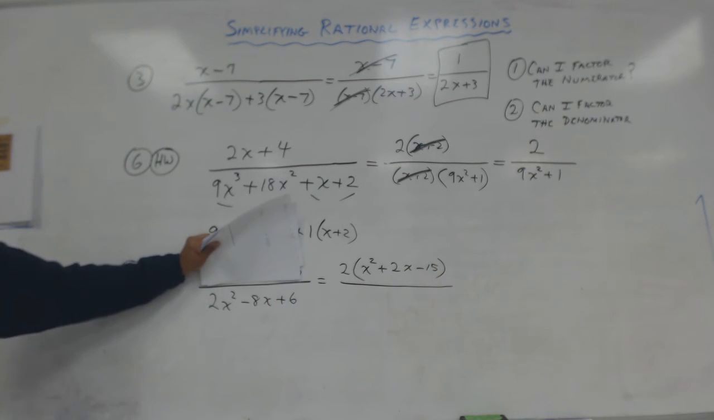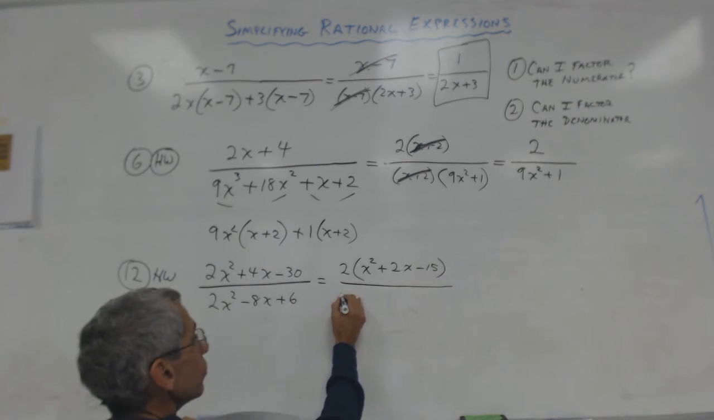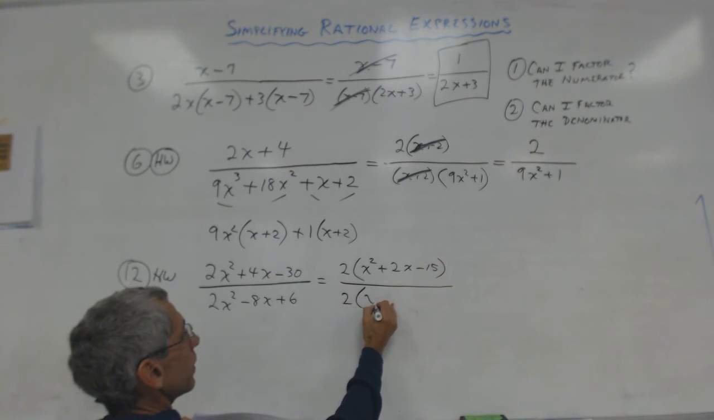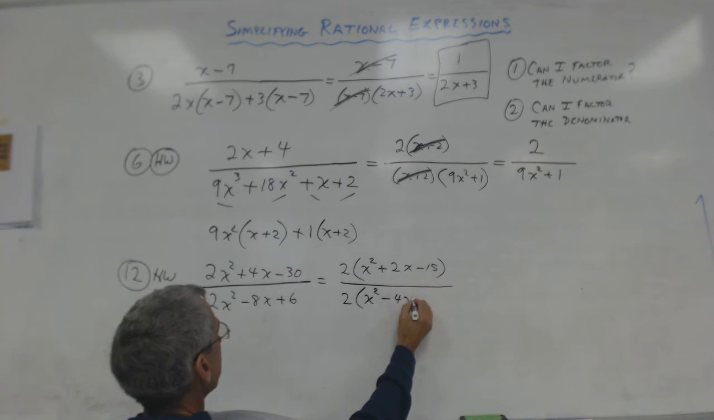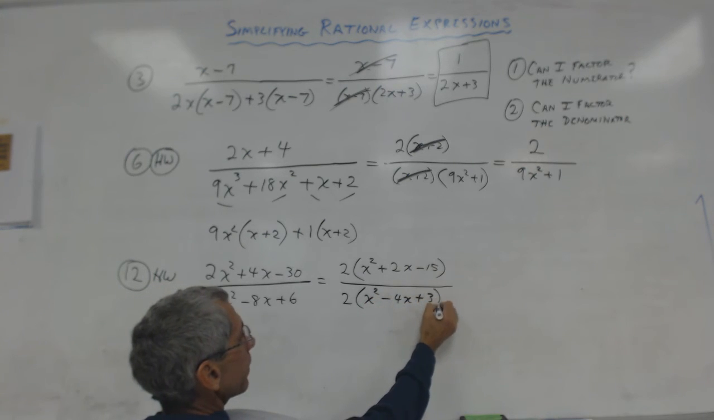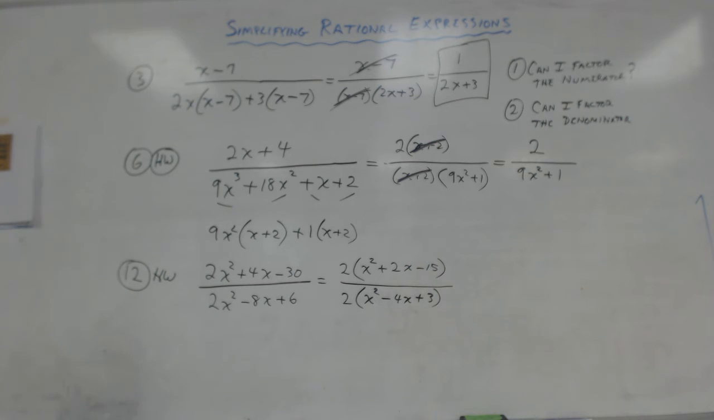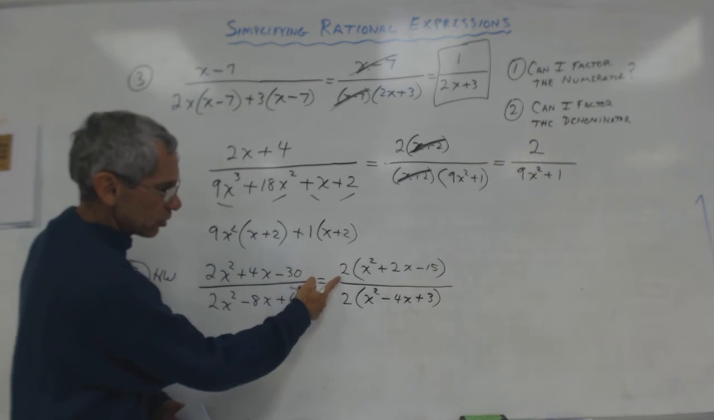Can I factor my denominator? Yes, also with 2. So 2 parenthesis x squared minus 4x plus 3, right? Okay, now, do you see anything that's the same upstairs and downstairs that I could cross out? The 2, right? This 2 and this 2.